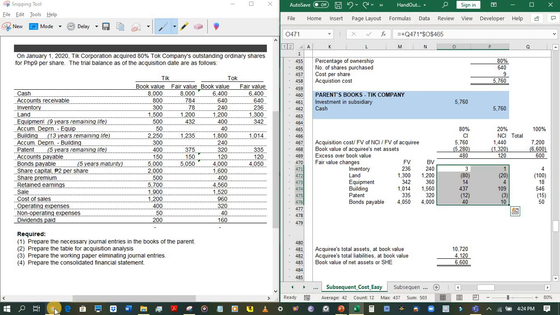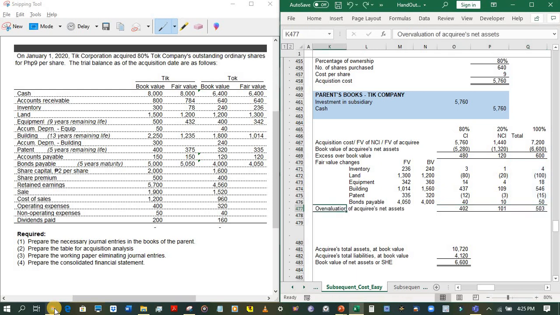Then let's get the total of all fair value changes. So for controlling interest, the total is 402, which is positive. So since this is positive, this is overvaluation of the net assets of the acquiree. Then for NCI, it is 101. Then the total of the acquiree is 503. So that is computed as the total of all fair value changes. And these are the overvaluation of the acquiree's net assets.